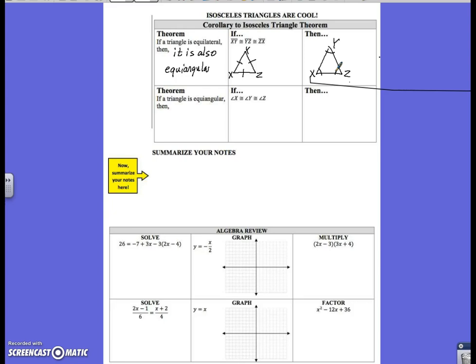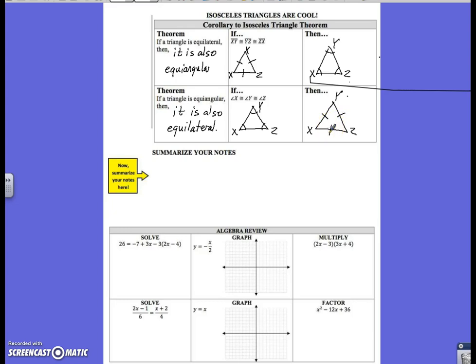And then the converse of that one: if a triangle is equiangular, then it is also equilateral. So the converse of that drawing would work if we've got a triangle drawn so that x, y, and z, if those angles are all congruent to each other, then what must be true? Then in that same triangle, in triangle x, y, z, then xy must be congruent to yz, must be congruent to xz. So that's where it is.